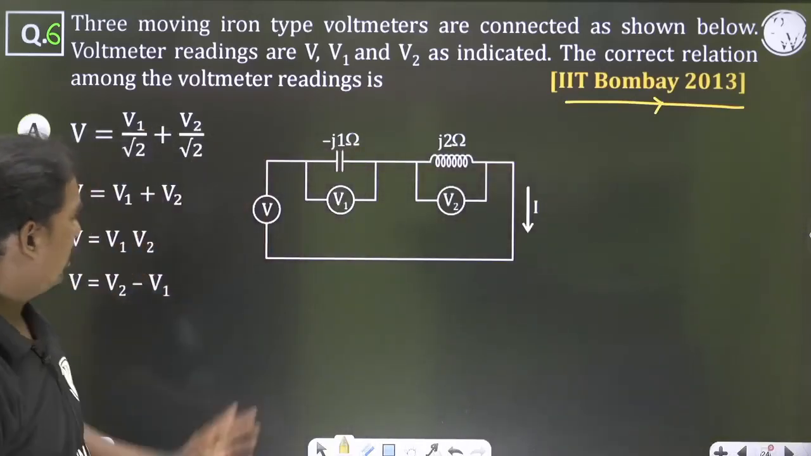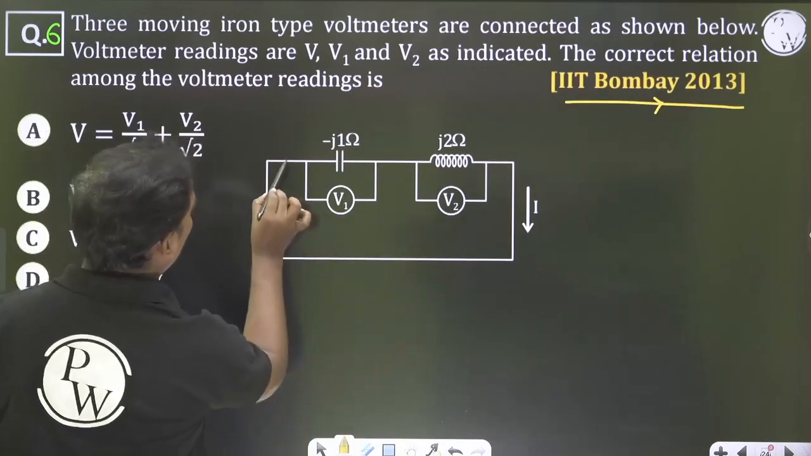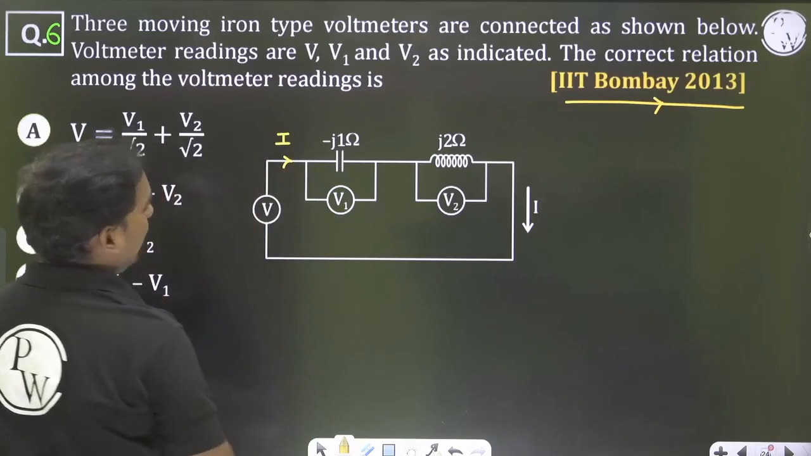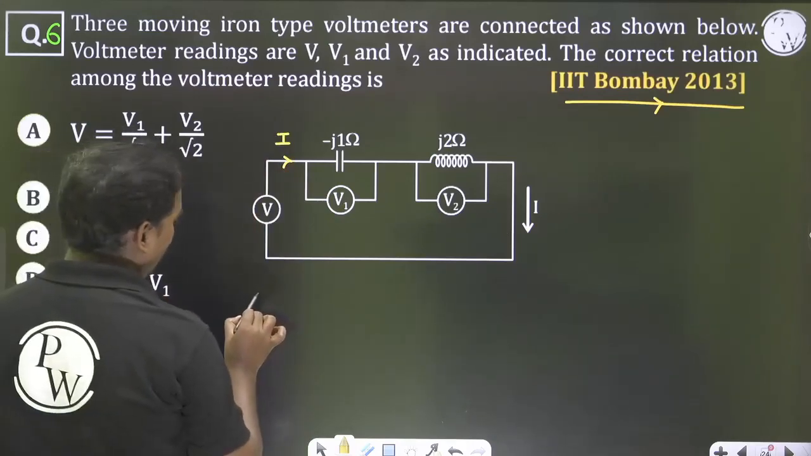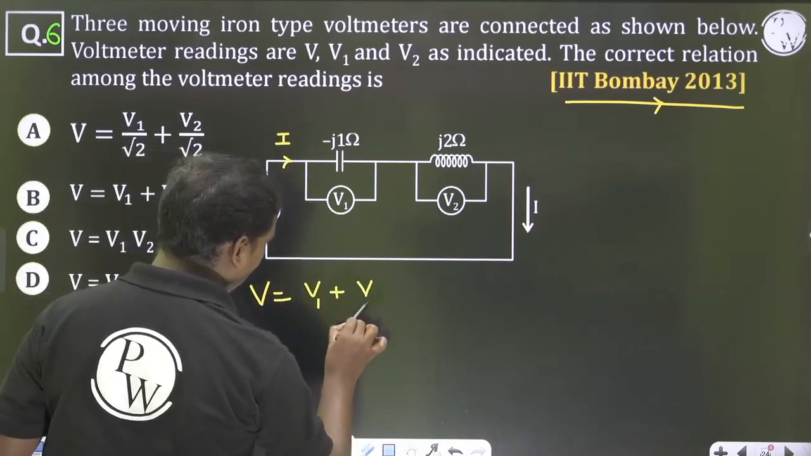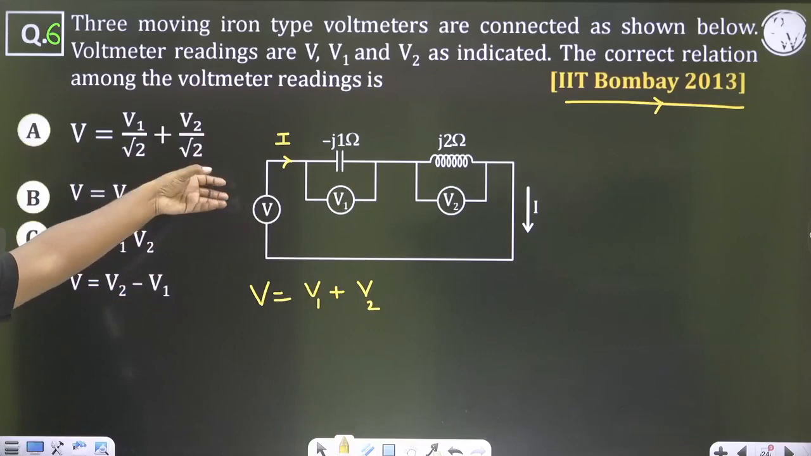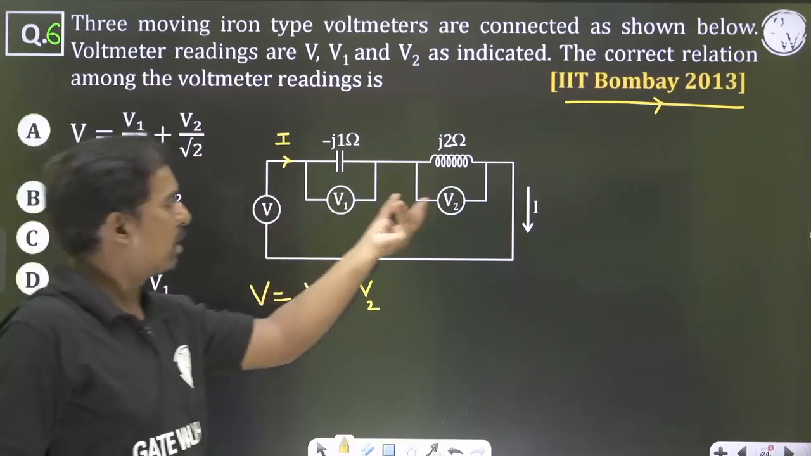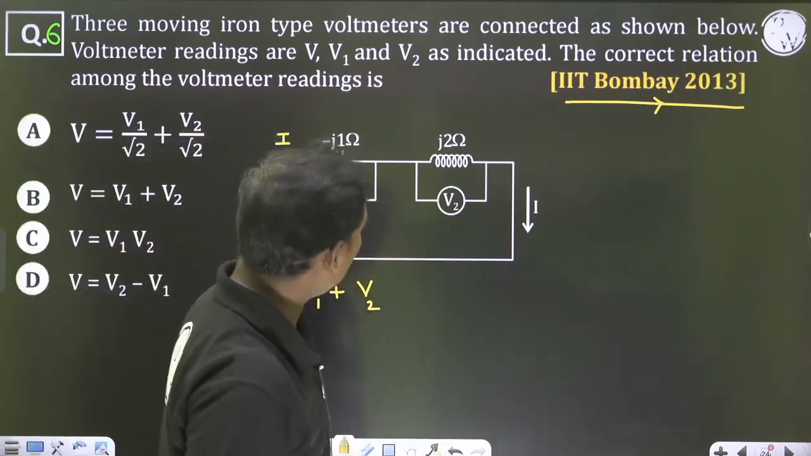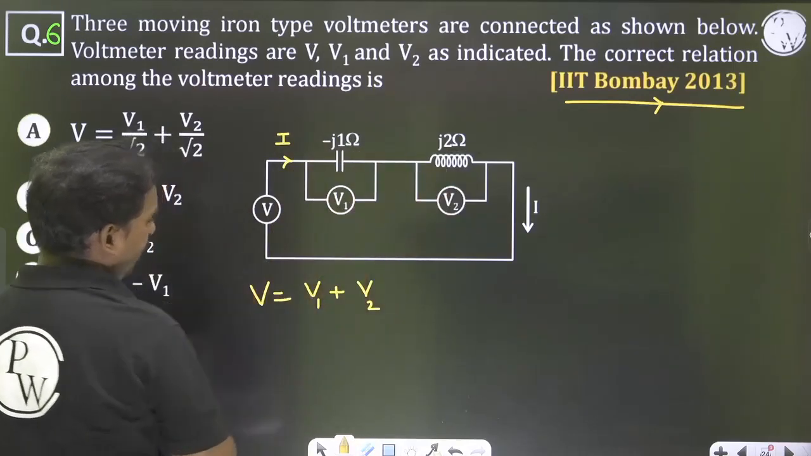Remember this simple question. V, if you take it as a source, and this is the current I. So first of all I can write V is equal to V1 plus V2. Am I right or not? Because this is the source voltage. One moving iron voltmeter is showing the source, and the other voltmeters are connected in series here. So the voltage across this and the voltage across this, summed, should be equal to this.